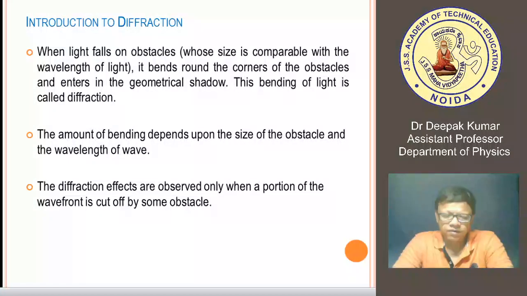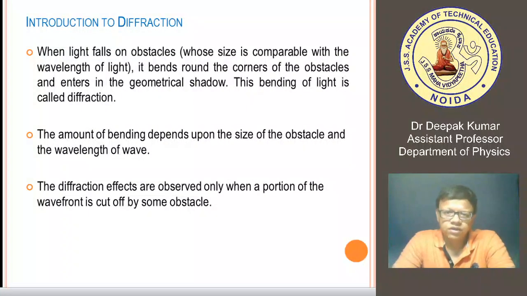That's why the slit width which is used to diffract light cannot be used to diffract X-rays, gamma rays or ultraviolet rays, and the slit width which is used to diffract radio waves is not suitable for diffracting light.